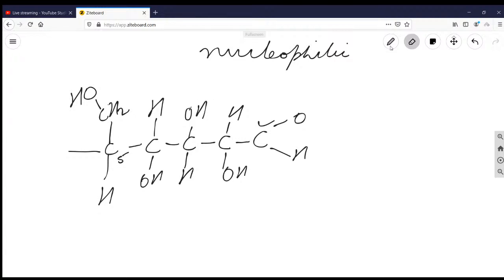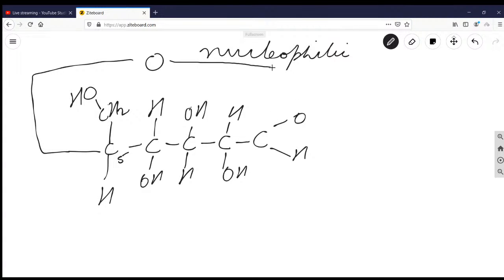Now you have O here. This O will get attached directly to this first carbon. Okay, and that H which was removed from there will get attached here. So now you have cyclized the chain. How many carbons are there? 1, 2, 3, 4, 5 and 1 O. So it's a 6-membered ring.